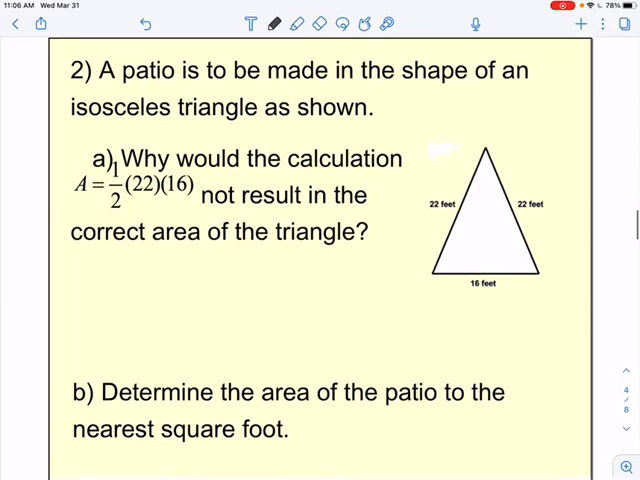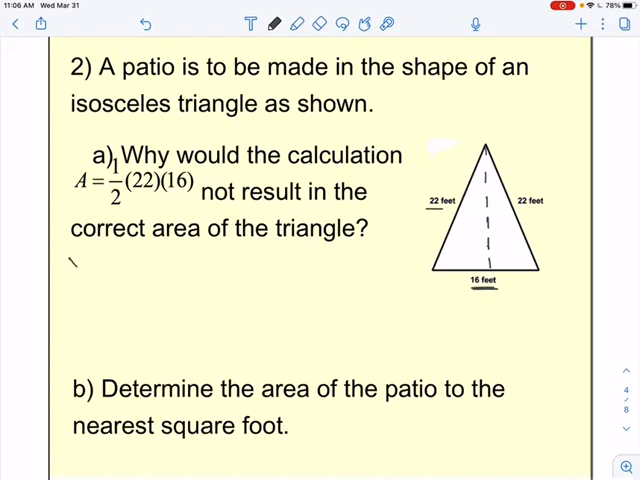Okay, so now we'll start making it just a little bit harder here. For number 2, a patio is to be made in the shape of an isosceles triangle as shown. Why would the calculation area equals 1/2 of 22 times 16 not result in the correct area of the triangle? The area of a triangle is 1/2 the base times the height. Now 16 is absolutely the base, but the height is not 22. Height always has to be perpendicular. So the height would technically be that gray dotted line that I just drew down the center. So the height of the triangle is not 22.